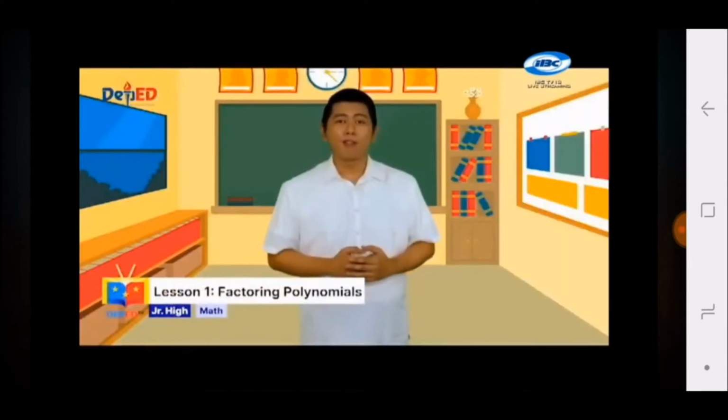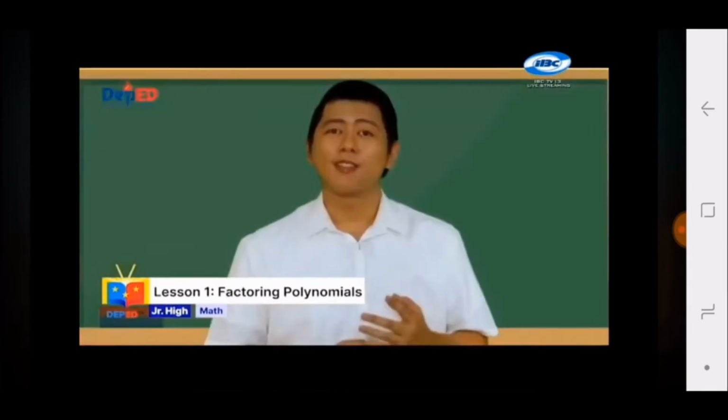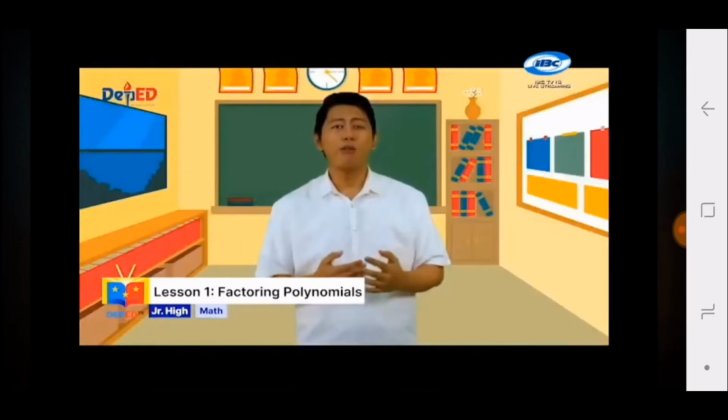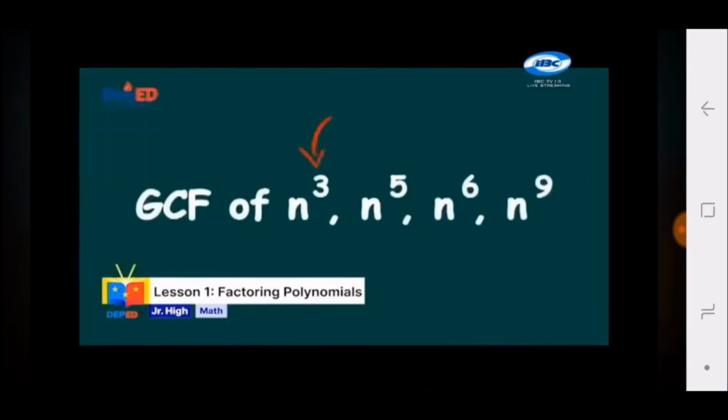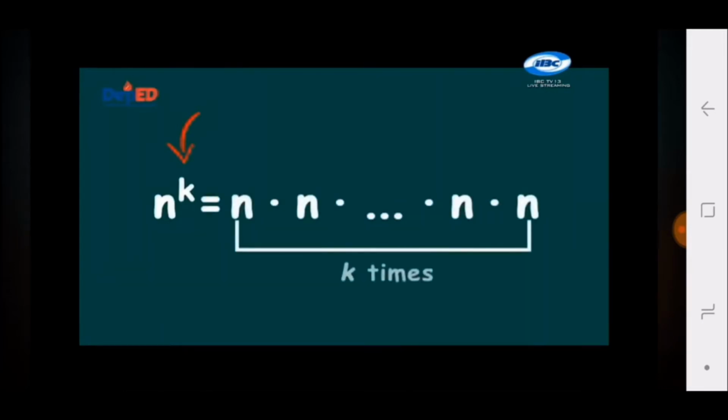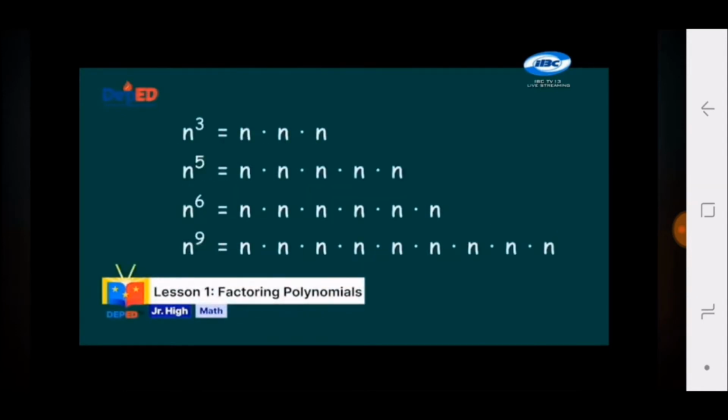How about the greatest common factor of algebraic expressions where there are variables and exponents? Since a variable represents an unknown value, we cannot use prime factorization to find their greatest common factor. So how can we find the GCF of n cubed, n raised to 5, n raised to 6, and n raised to 9? What do you remember about the variable n raised to an exponent? It means that n raised to an exponent k means n is multiplied to itself k times based on the given exponent. So n cubed is n times n times n.